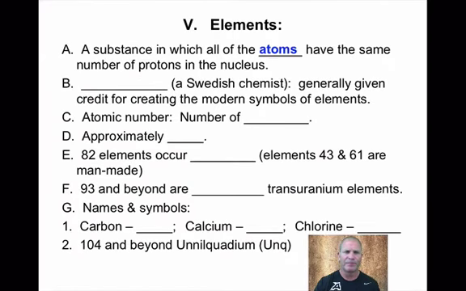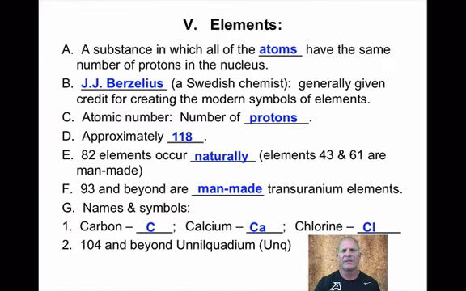So elements are a substance in which all the atoms have the same number of protons in the nucleus. J.J. Berzelius, a Swedish chemist, is generally given credit for creating the modern symbols of the elements. We're getting into some theory here, so scientists, make sure you know them. Don't worry about dates, just know they're scientists and what they did.